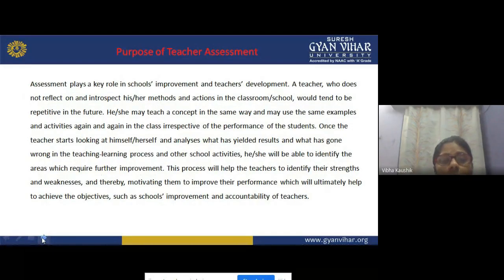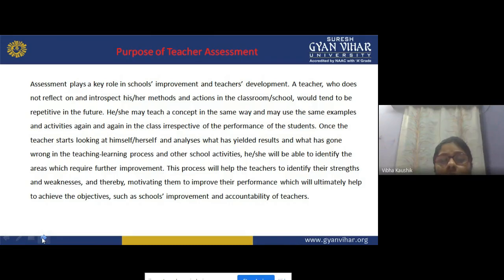Assessment plays a key role in school improvement and teachers' development. Yes, the assessment will help the teachers to improve their performance and develop their teaching learning process. A teacher who does not reflect on or introspect on their methods and actions in the classroom would tend to be repetitive in the future. Sometimes a teacher hesitates in using new innovative methods, and does not introspect: if the students are not performing, should I change my teaching strategies or adopt new teaching methods?